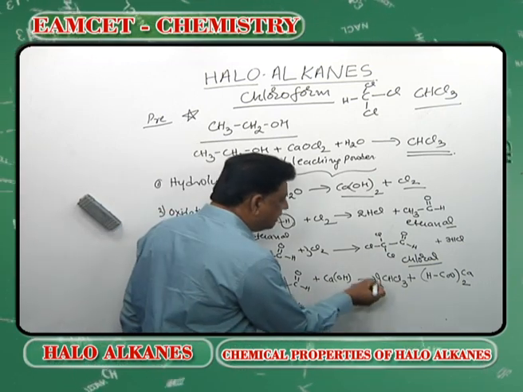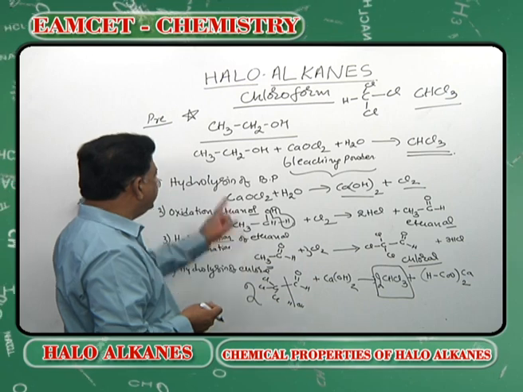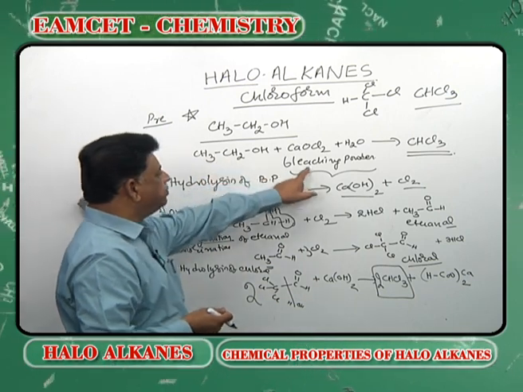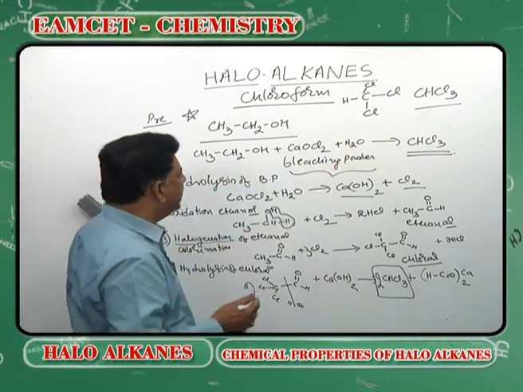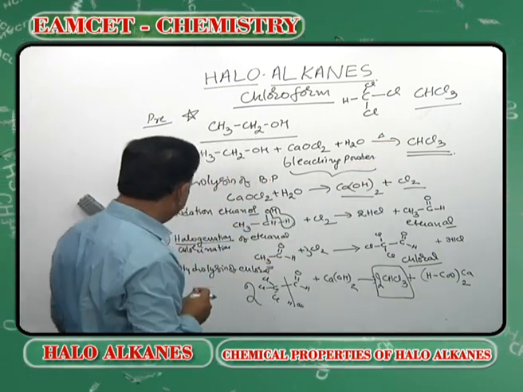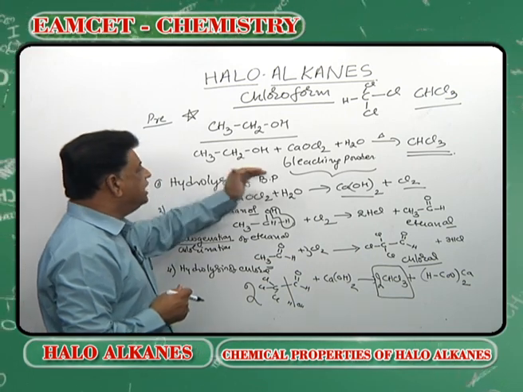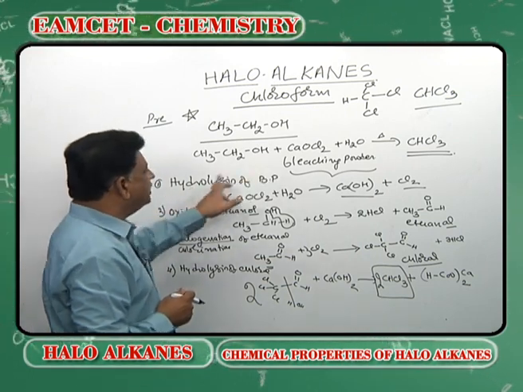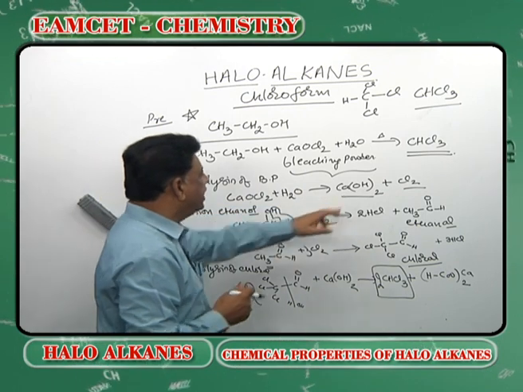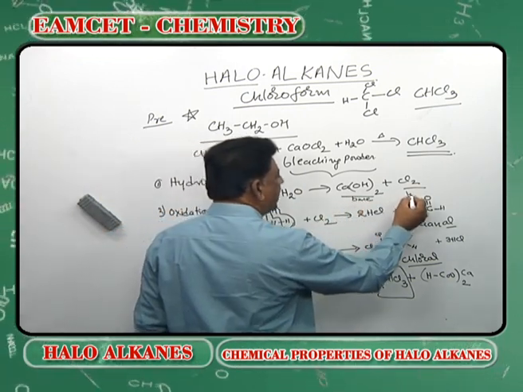So this is our main compound. For chloroform preparation, the overall reaction is ethanol plus bleaching powder plus water. On slight warming, you will get this reaction. But it can be shown in four different stages. First stage is hydrolysis of the bleaching powder. Bleaching powder undergoes hydrolysis to give a base and a halogen.